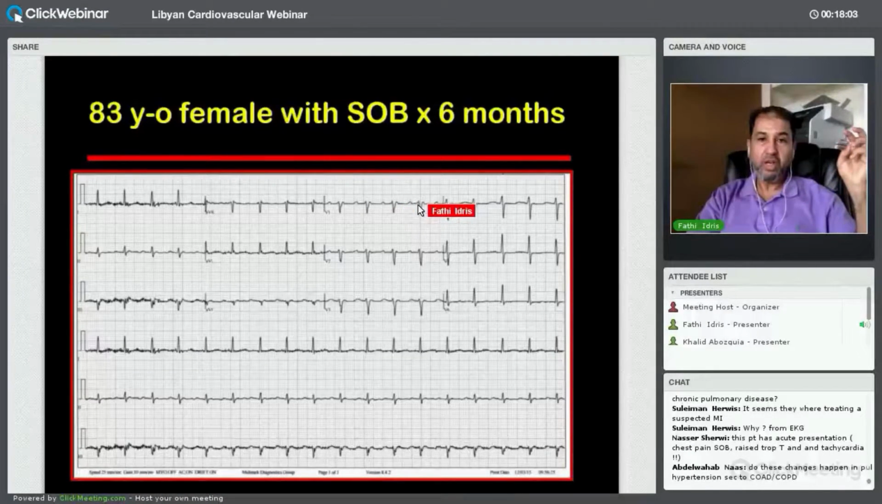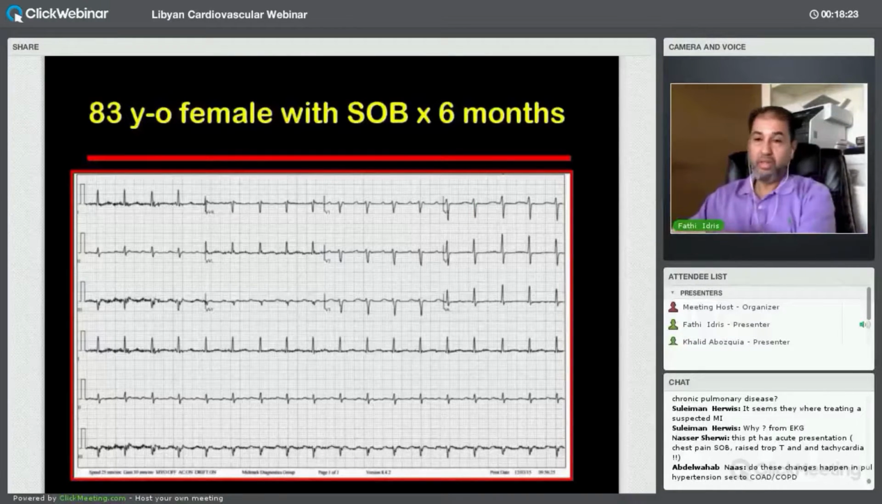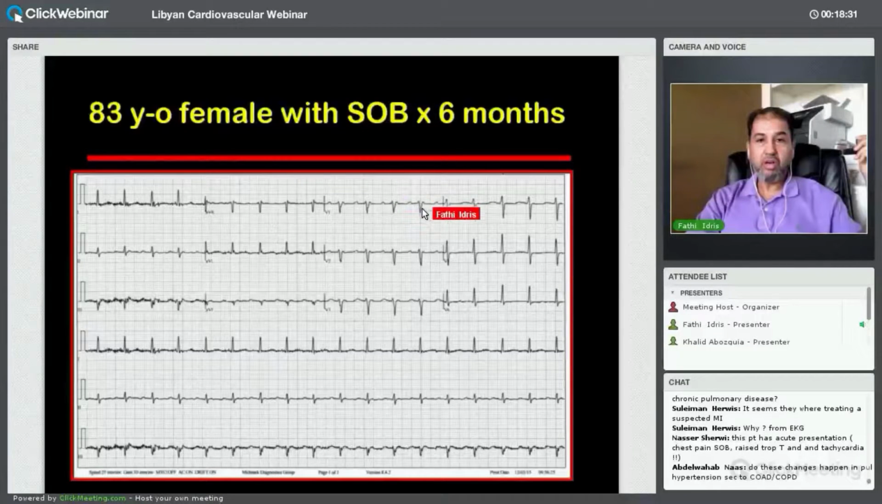The PR interval is on the higher level of normal, I agree. Each big box is about 200 milliseconds. If you look from the beginning of the P wave to the beginning of the QRS complex, it's more than 1 box, so it's 200 plus milliseconds. So that's first degree AV block. And third, incomplete right bundle branch block. As you can see, there's an RSR pattern, so that goes with that diagnosis. So the diagnosis would be all of the above at this time.